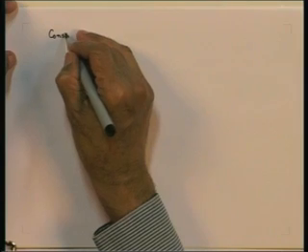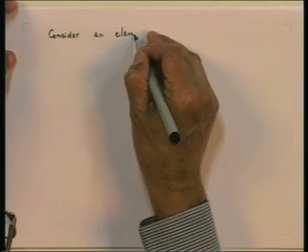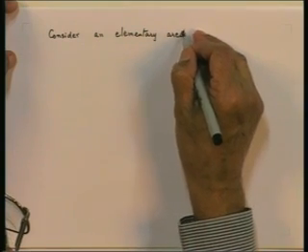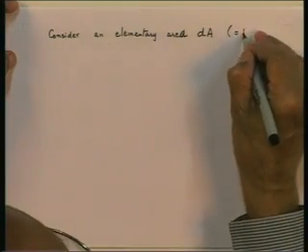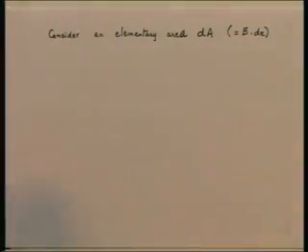Let us now derive the expression. Let us consider some elementary area dA of this heat exchanger, which will be equal to B, the breadth of the heat exchanger, which is a constant, into dx. Let us consider some elementary area and the heat transfer across it.